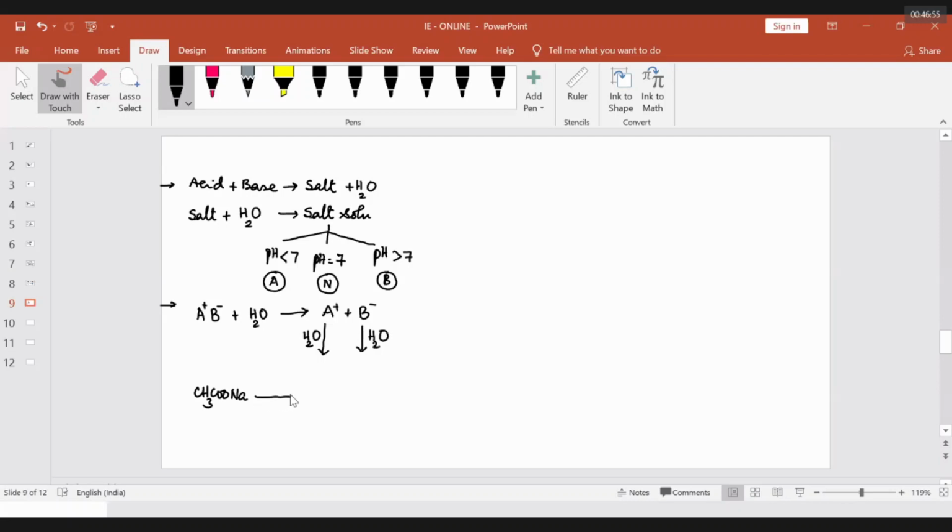CH3COONa. Now, if you are adding water, then there will be CH3COO minus and Na plus. This is called hydrolysis if a reaction takes place. Take the acetate ion. What does the acetate ion say? It says, I am coming from a weak electrolyte, from acetic acid. My source is weak. I want to enjoy a combined life. Therefore, I'll try to combine with you so as to form CH3COOH. This is known as salt hydrolysis.